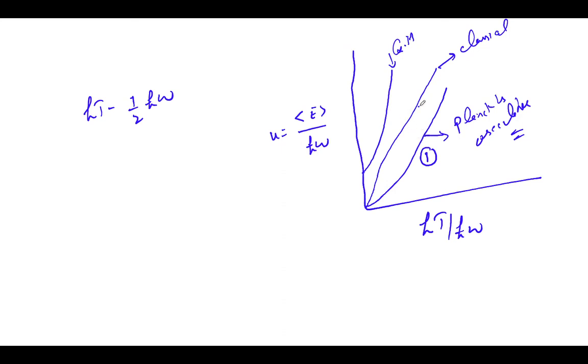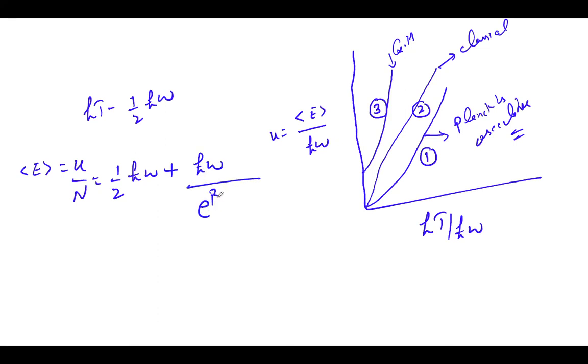The curve which is representing a straight line is the classical harmonic oscillator, and the curve which is representing number 3 is the quantum mechanical oscillator. So you can relate this by finding the average expectation value, which is u over n. It comes out to be 1 by 2 h bar omega plus h bar omega over exponential of beta h bar omega minus 1.